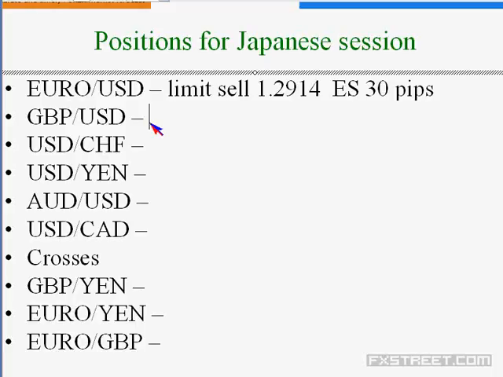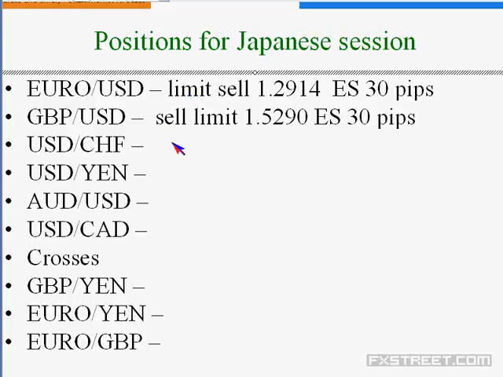Then in the case of GBP, the high is 1.2993, so we will place a sell limit at 1.5290 with an entry stop. And I am just giving you the calls in all the currencies. It doesn't mean that you have to simultaneously keep orders in all currencies, because your equity may not permit, and it is not advisable to just decide that all the currencies are going to fall.